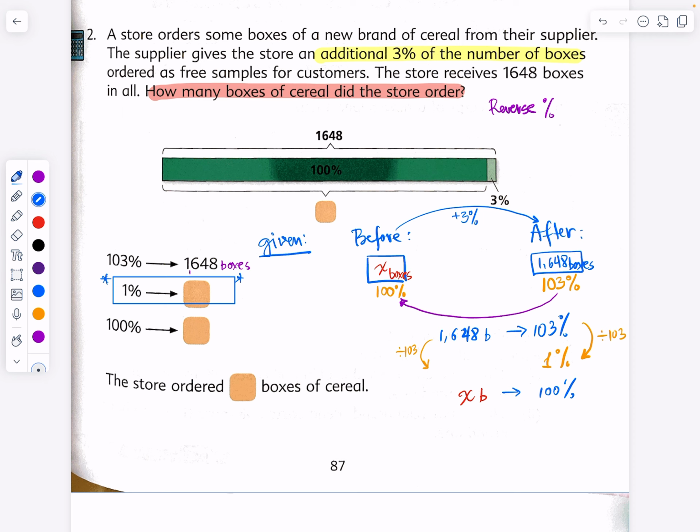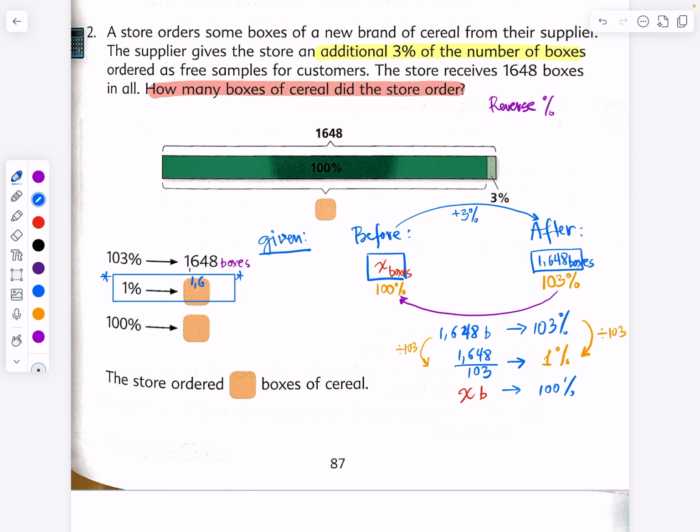So it is 1,648 divided by 103, and that allows us to figure out 1%. So let's write it here. 1,648 boxes divided by 103. We divide by 103 on the left of our proportion. Therefore, what we do to the left, we must do to the right. And 1,648 divided by 103 comes up to a beautiful 16 boxes.